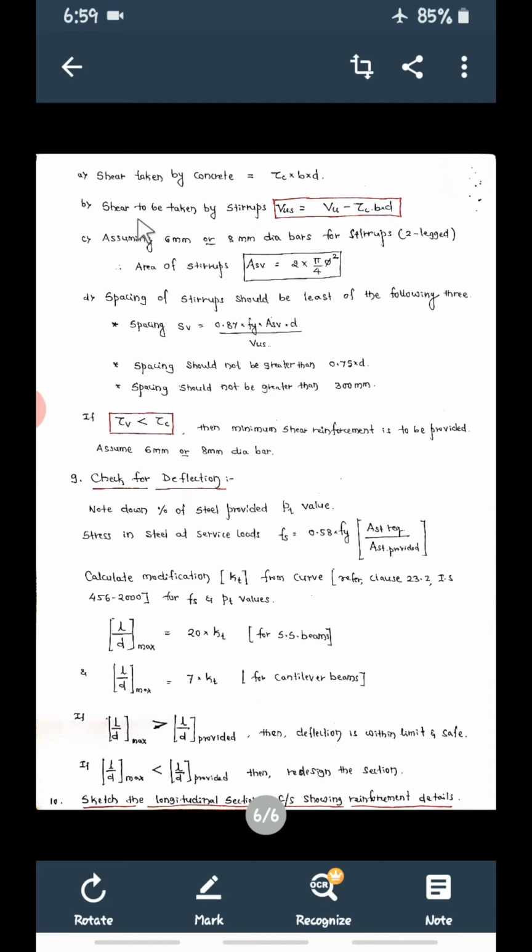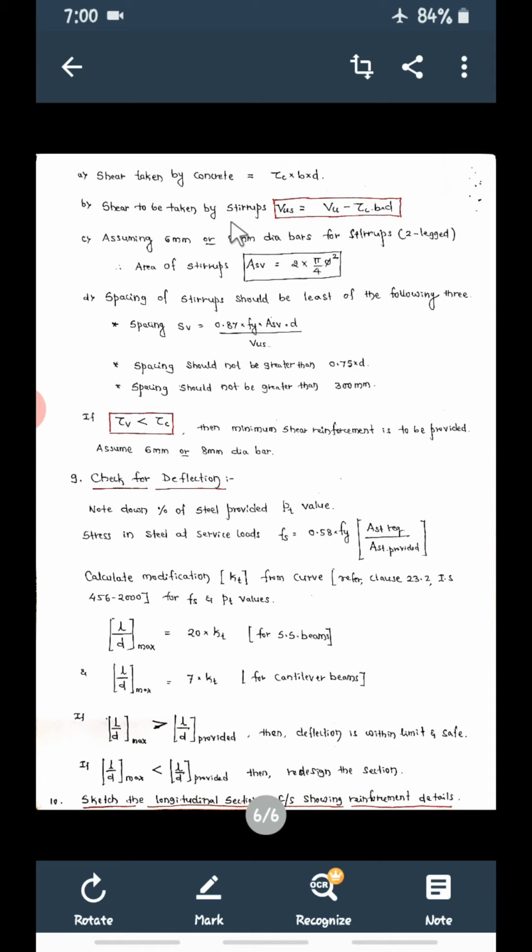So this will give shear taken by the concrete. Then shear taken by the stirrups. How much will the stirrups, or shear reinforcement, take? So VUS, S means stirrups. VUS is equal to VU, that is the total shear force, minus shear taken by the concrete. Total shear force minus this tau C into BD will give VUS, the shear taken by the stirrups.